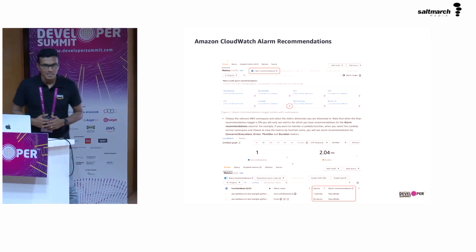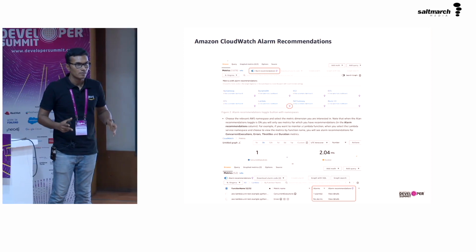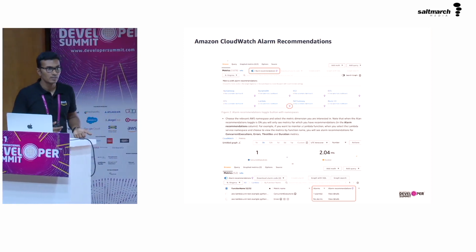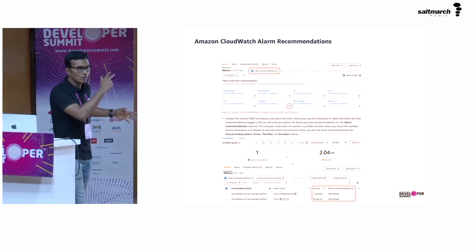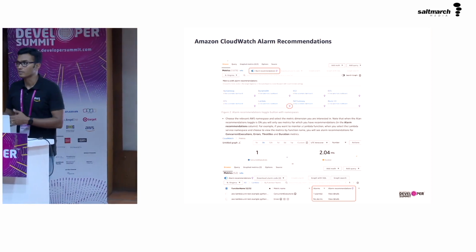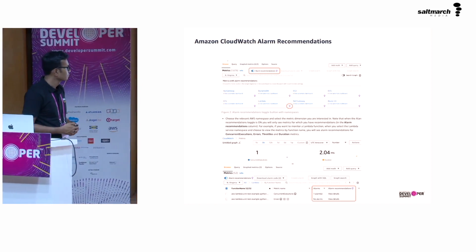All of these things will be very overwhelming when you're doing it for the first time. So there is a new feature that we launched called CloudWatch Alarm Recommendations. Based on all of these factors, it will tell you some of the key alarms that you can configure on your Lambda function. So I would definitely recommend having a look at this particular feature.